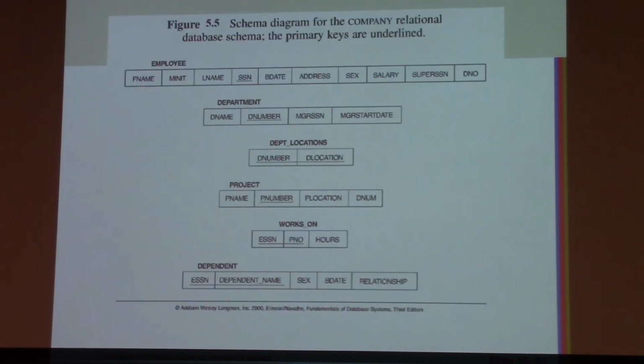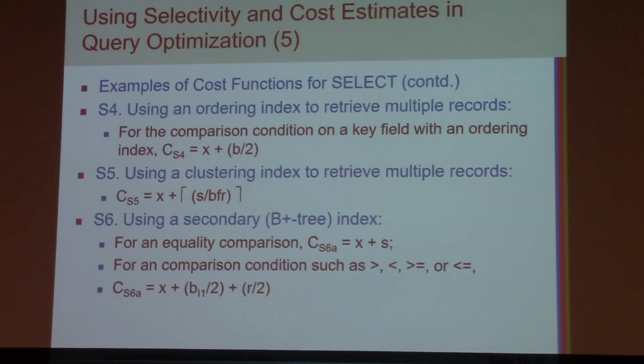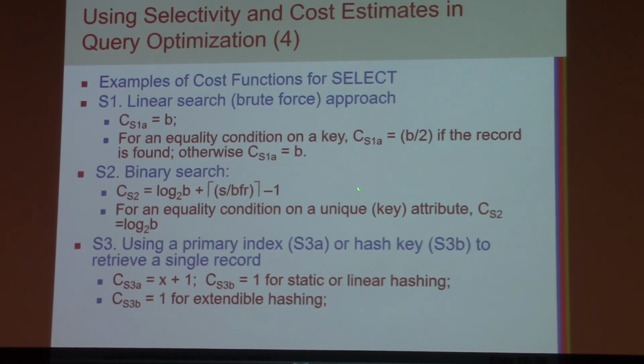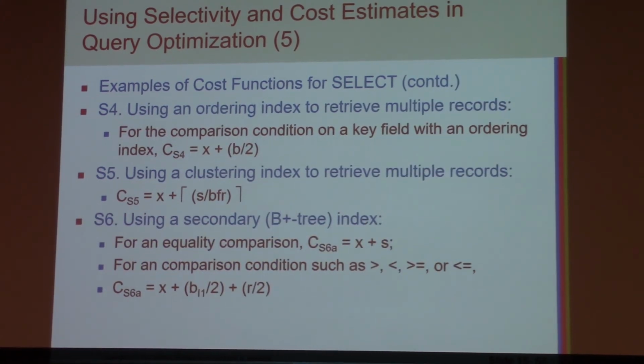Then we have seen all of this. I'm going to skip this part. Do not memorize it, but you need such a function in your exam. But if you understand what linear search is, it's b over 2. If you understand the algorithm, then you can easily make such a cost function. Like the binary search is the same thing, and the most used one is B+ tree.